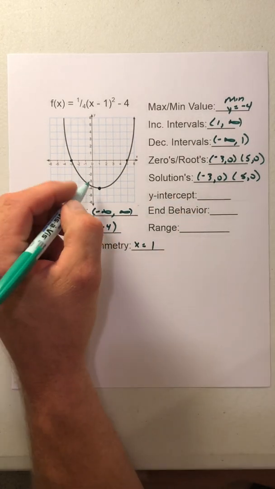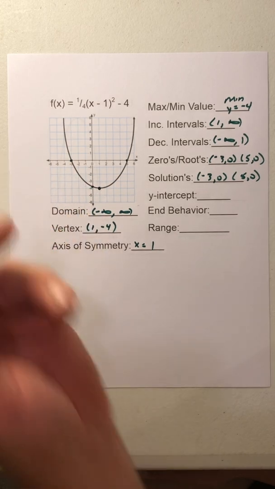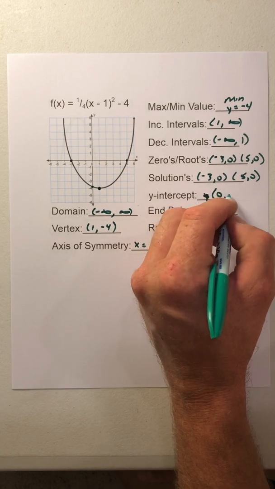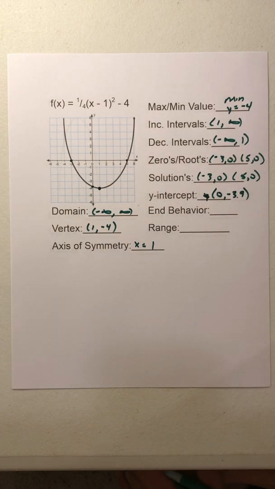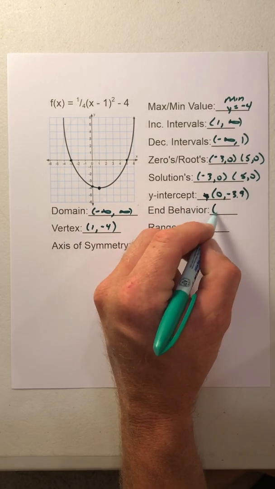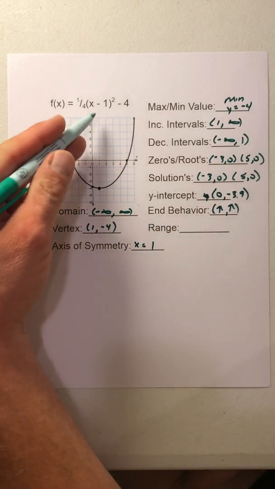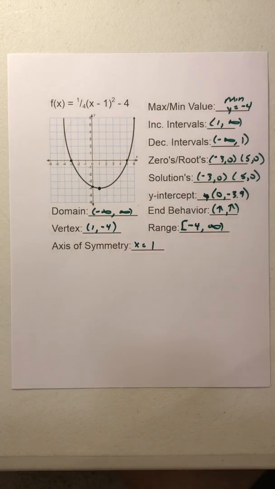My y-intercept. Oh, this one we're going to have to estimate, aren't we? In this case, I'm going to say my point 0, -3.9, maybe -3.8. Again, we're going to estimate that. End behavior, they're both ending up. And then my range, I'm going to go from -4 to infinity. So I'm going to include -4, to infinity. And that's going to give you an idea of the characteristics and being able to come up with those characteristics given the graph.